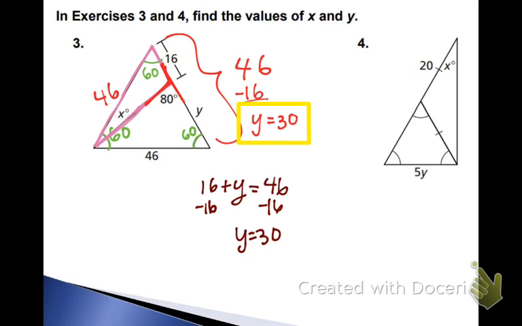They're a linear pair. This angle and this angle are a linear pair. What do you know about linear pairs? They're supplementary. They add up and equal 180. So if you already have 80 degrees, how many is left for the other portion of the angle? 100. So now we have 60, 100, and x.